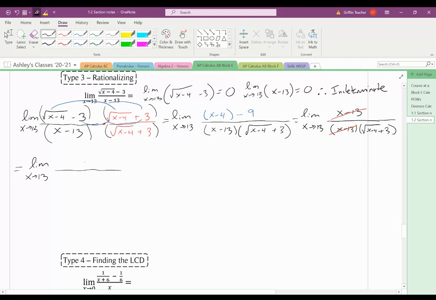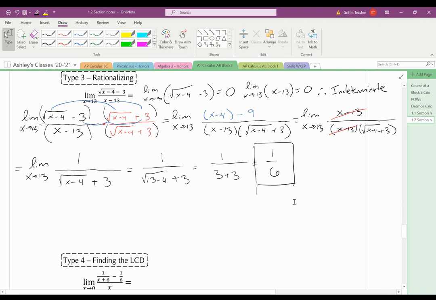Finishing up this problem, so I'm left with 1 over the square root of x minus 4 plus 3 term. And then now we're just going to try direct substitution. So I get 1 over the square root of 13 minus 4. Oop, that should say plus 3. And then we just simplify this problem. So 13 minus 4 is 9. Square root of 9 becomes 3. And then I get 3 plus 3, which is 6. So my limit, my final limit is 1/6.